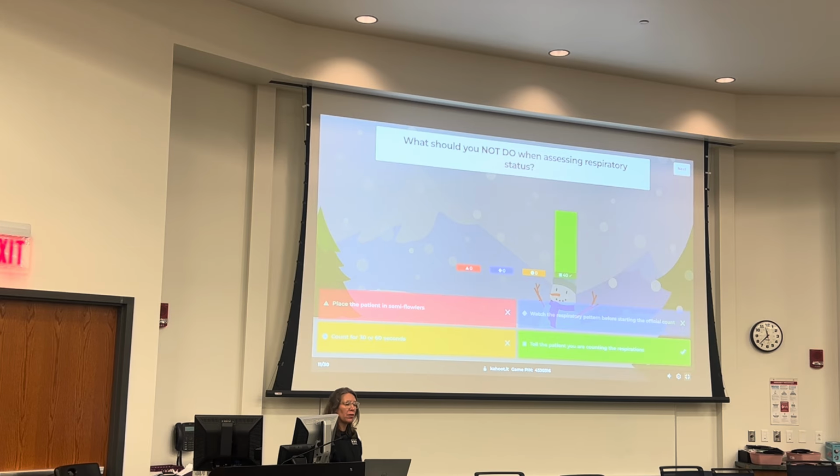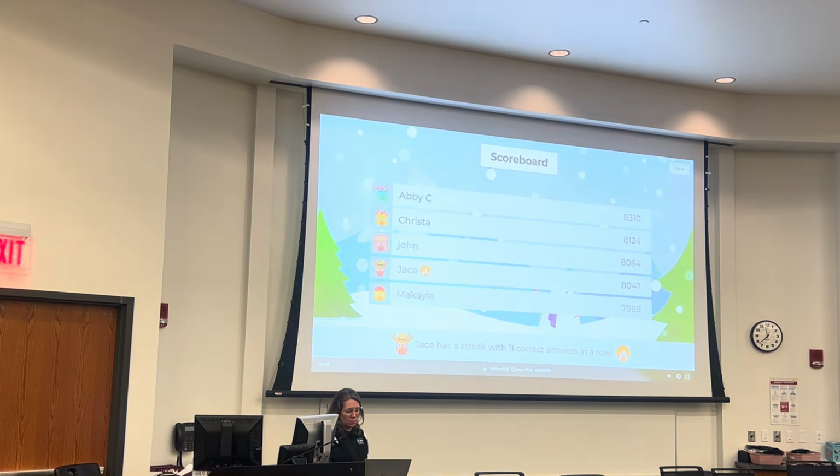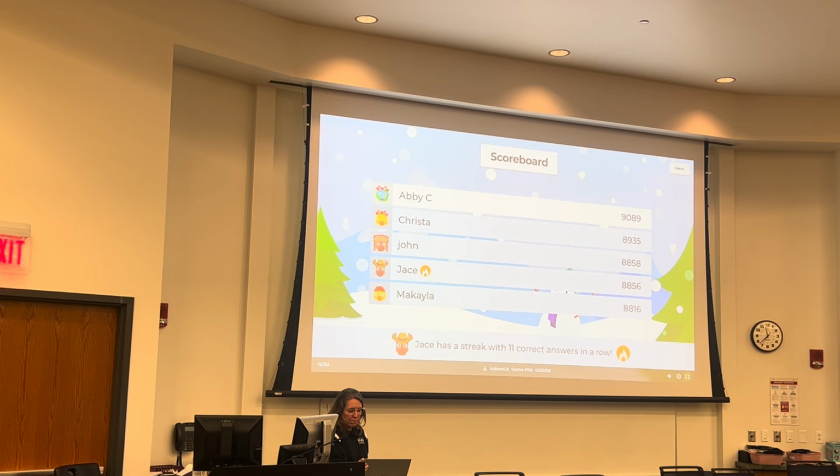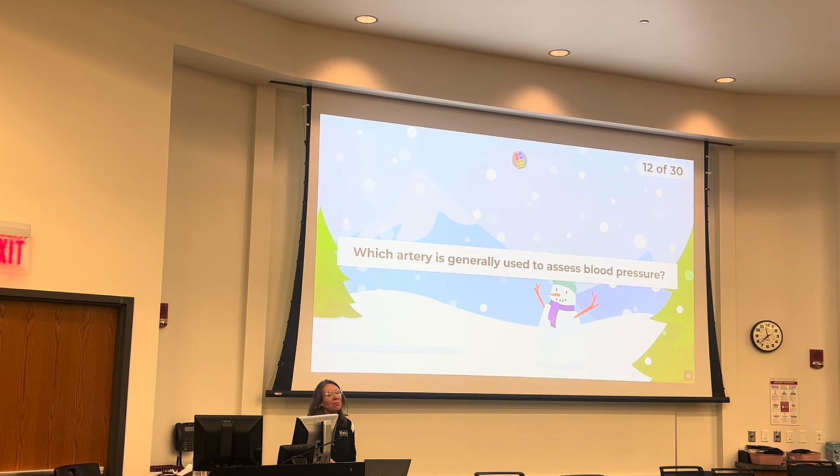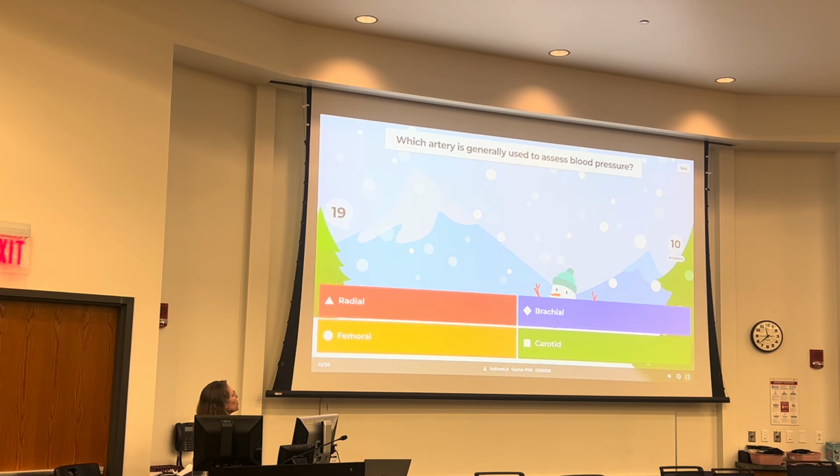If we counted for only 30, what would we have to do with our number? Yeah, multiply by 2. Okay, and the respiratory rate is the most lied about vital sign because your machine doesn't do it for you. Okay, so don't forget, count your patient's respirations.